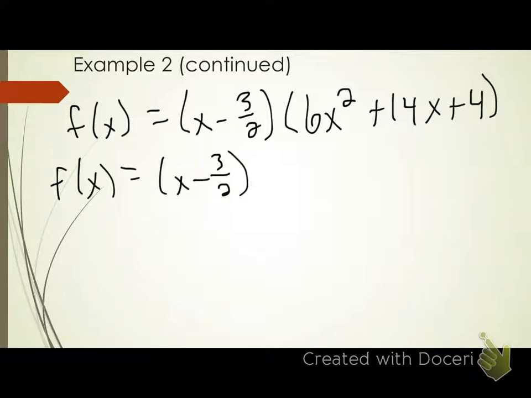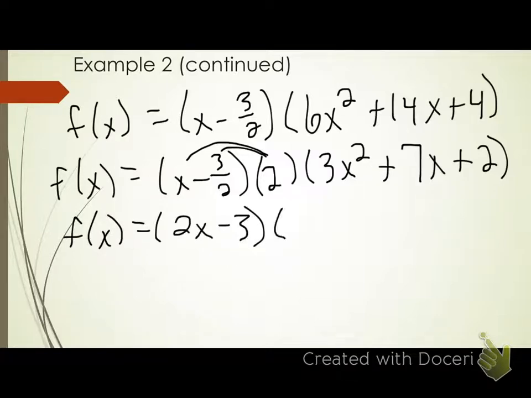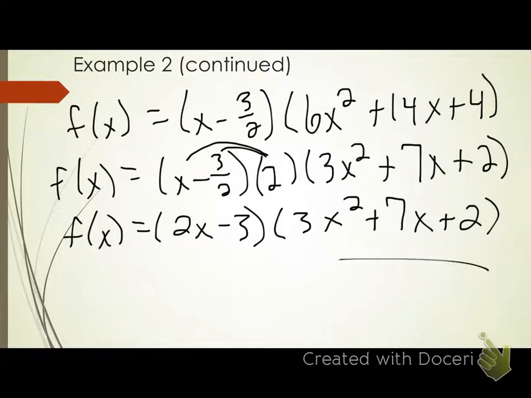So I do have a GCF in this polynomial. The GCF would be 2, so I can factor out a 2. 2 times 3x squared would give me 6x squared. 2 times 7x would give me 14x. 2 times 2 would give me 4. Once again, like in the past, I can distribute this 2 through this set of parentheses, so I don't forget about it. So that'd be 2x minus 3. Now let's see if we can factor this polynomial any further. I might have to use some slide and divide here.